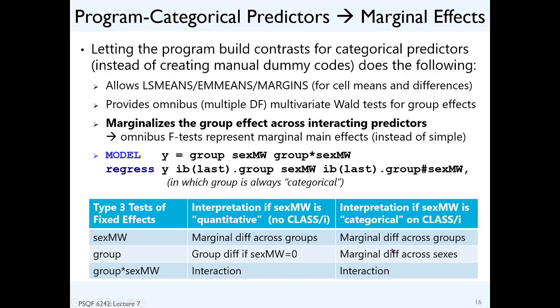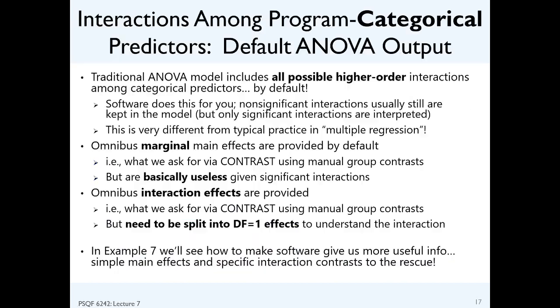So what this boils down to, and what we'll see in the example that goes with this lecture, is that you can get two different p-values in your output that supposedly both refer to the main effect of group, and they mean different things because it depends on whether the program is marginalizing across the interacting variable or conditioning on it. So we will see that, and it's potentially very confusing.